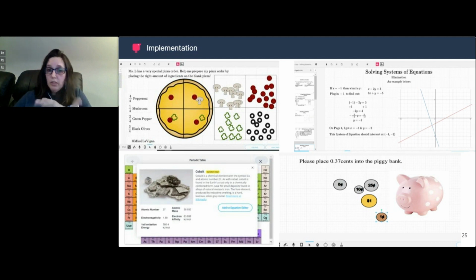What's really cool, like I talked about, they had STEM materials, is they had a periodic table that's interactive. So I clicked on cobalt, and it tells me about cobalt. It tells me the atomic number, the atomic mass, everything about cobalt. And I can add that to the equation editor if I want to do anything with that. So I think that's just a really fun way to interact with a periodic table and making it a little more engaging. So we can also work with coins, so place 37 cents into the piggy bank, just to work on those math skills in a fun, engaging way.